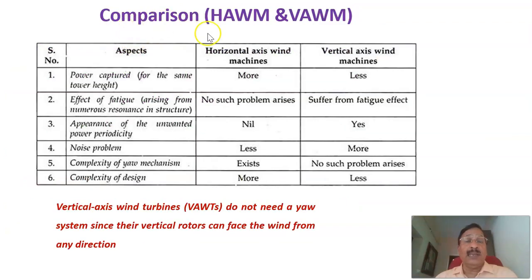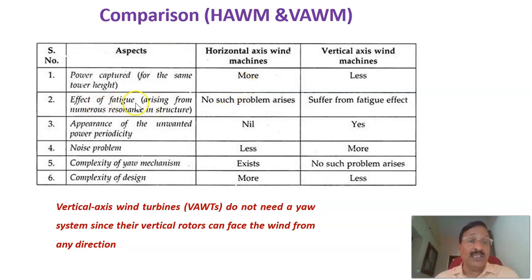Now let us compare the horizontal axis wind machine and the vertical axis wind machine. The first is the power captured for the same height of the tower. The power captured will be more in the case of the horizontal axis wind machine. For the same height of the tower, the amount of power that can be captured is more in the case of the horizontal axis wind turbine compared to the vertical axis wind turbine.